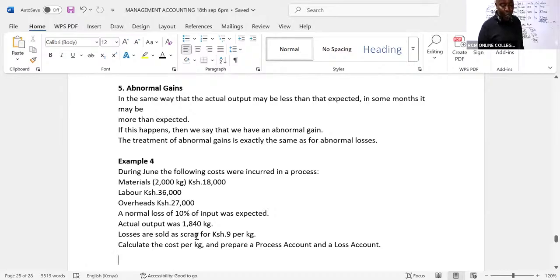They want me to calculate the cost per kilogram, prepare a process account, and actually it's supposed to be an abnormal gain account. So I want you to do me a favor. I will give you exactly 3 minutes. Can you kindly try putting up a throughput account for Mwalimu? Because it's never process costing if you don't have a throughput account.